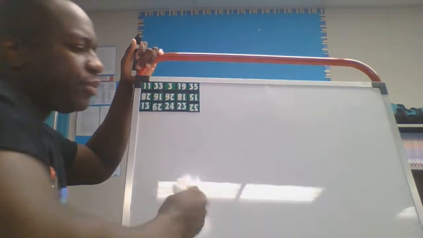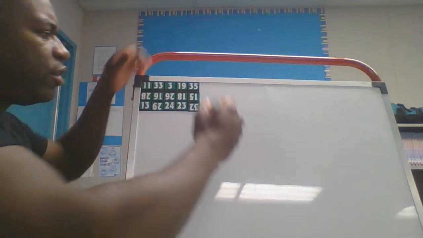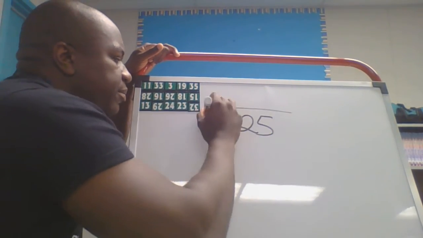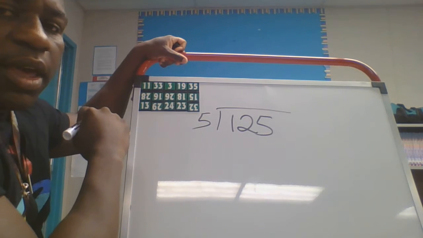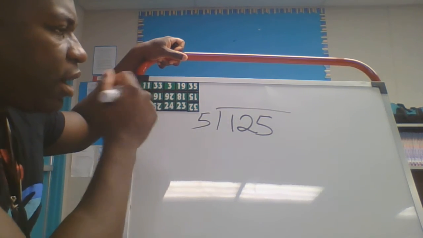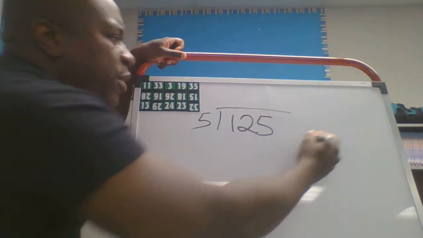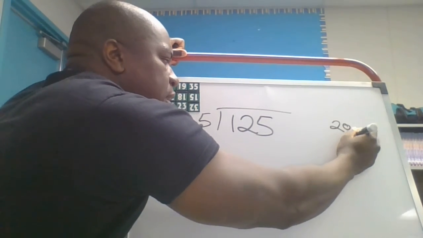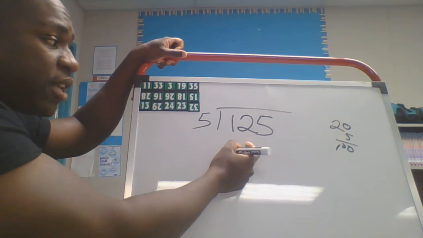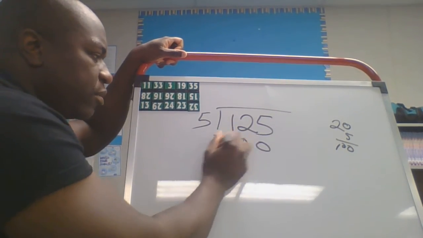Let's try another one. So we have 125 divided by 5. Okay, so how many times can I... I'm going to take a guess, right? I'm going to say, what's 5 times 20? I'm just going to guess over here. 5 times 20 is 100, right? This is under 125, so I could use this. So I'm going to put 100 here, subtract.